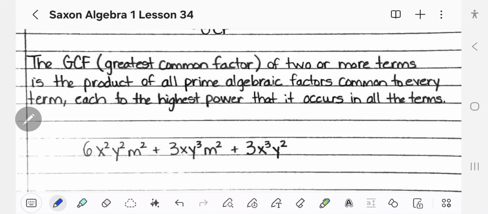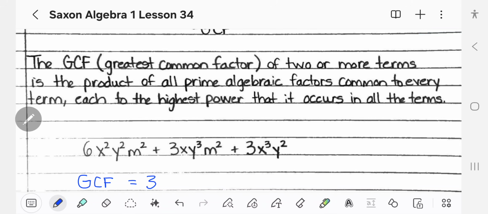So we're going to look at each term, and we're going to look at the factors. Now, this 6, since the numbers are small, I can think of that as just a 2 times 3, and then this 3 is just 3, and this 3 is just 3. 3 is prime. Now, if I have a 2 times 3 here, and then a 3 and a 3, what do they all have in common? Well, they have in common just a 3, right? And the definition tells me it is going to be the product of all the prime algebraic factors common to every term. Well, there's definitely a 3 in every single term.